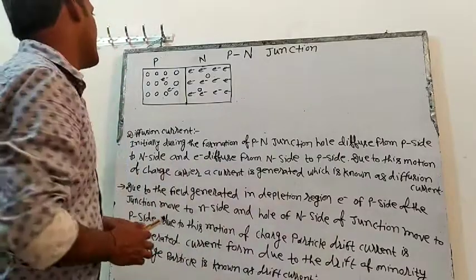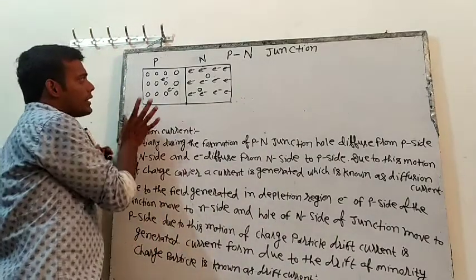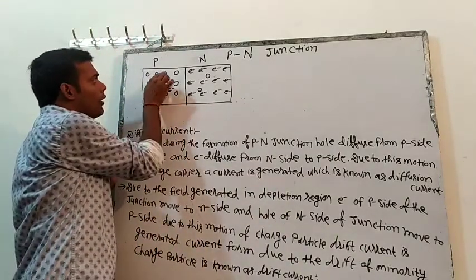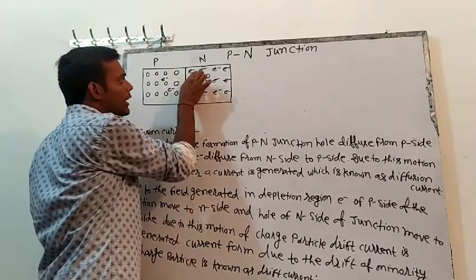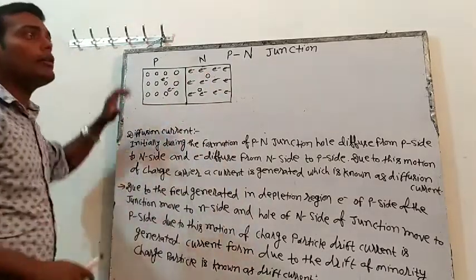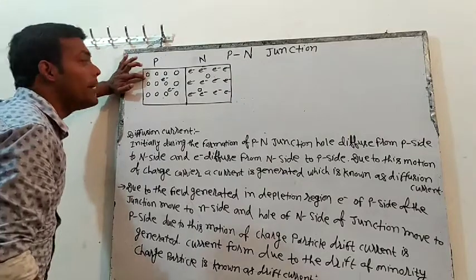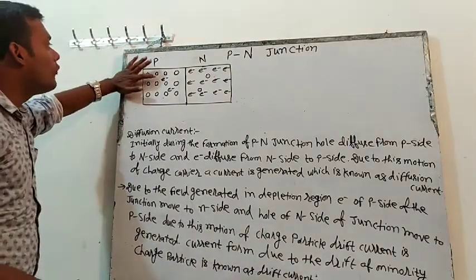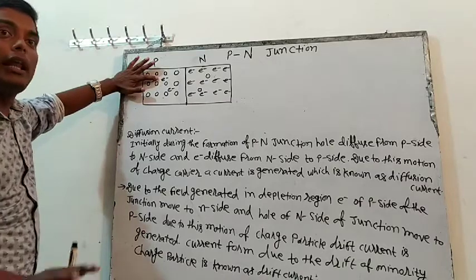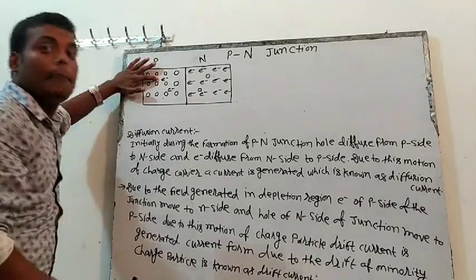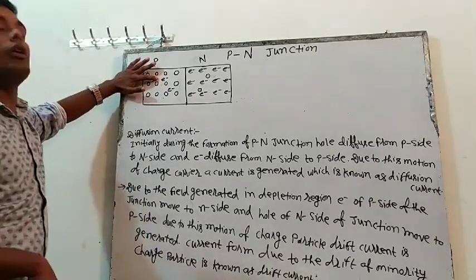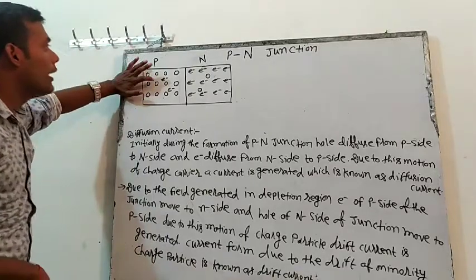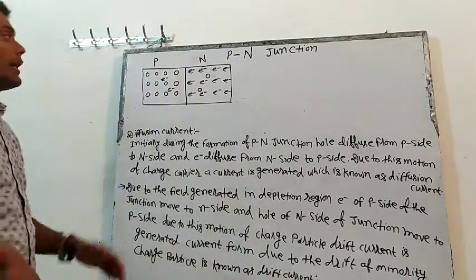Now see this PN junction. Can you understand the picture that this is a hole, and this is an electron. In P type I told you that hole will be majority charge carrier and hole has positive charge, right? And electron will be minority charge carrier. So electron quantity will be very less, but hole quantity will be more.